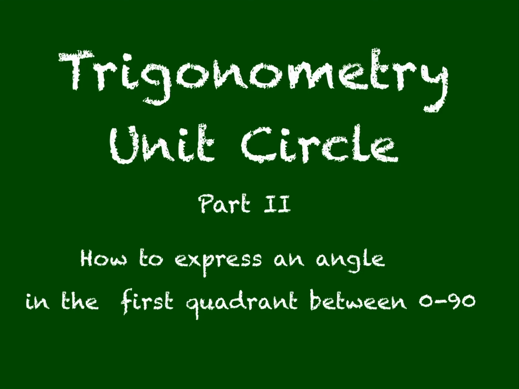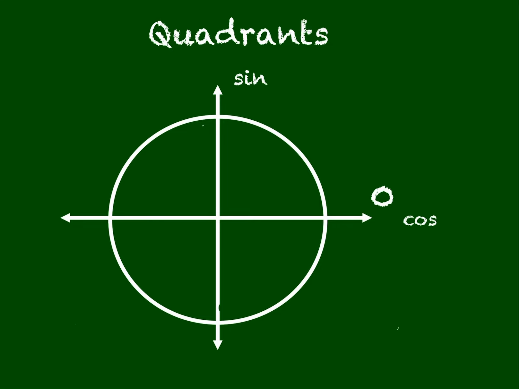Unit Circle Part 2: How to express an angle in the first quadrant between 0 and 90 degrees. First of all, I would like to introduce the unit circle and each quadrant to you.